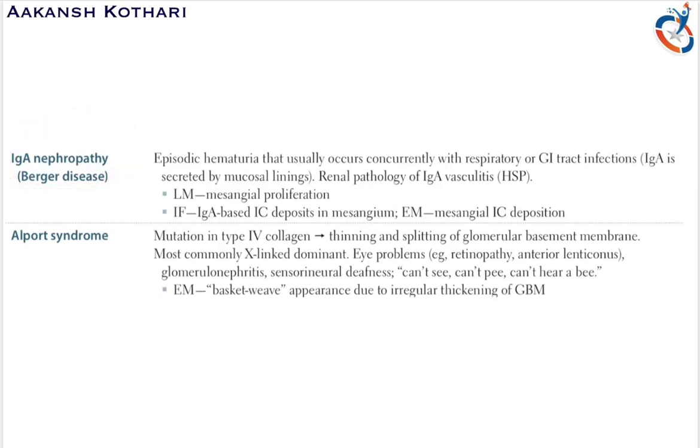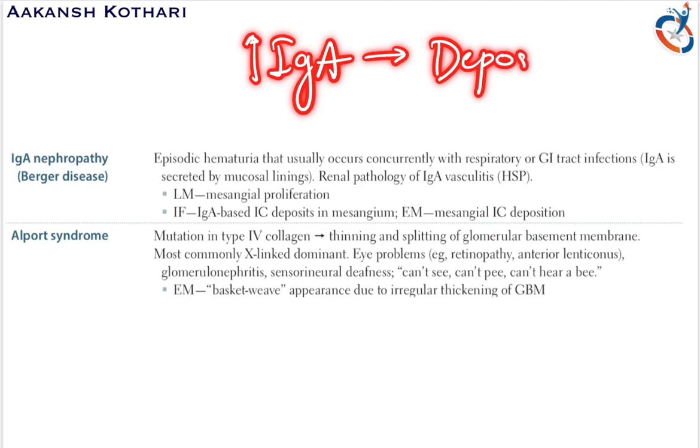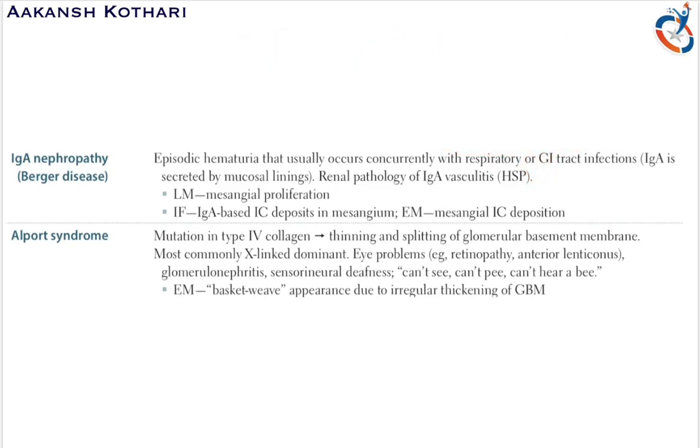Is this clear? So let us talk about the light microscopy. What is seen in light microscopy? There is mesangial proliferation. Okay, there is mesangial proliferation, and under immunofluorescence pattern, we can see IgA-based immune complex deposition in the mesangium. As I told you, episodic mucosal secretion due to some disease, that is upper respiratory tract infection or gastroenteritis, can lead to increased production of IgA, which can further lead to its deposition in the mesangium. Is this clear? And hence we see IgA nephropathy or Berger's disease. This is the most common nephropathy across the world. Okay, this is the most common nephropathy.